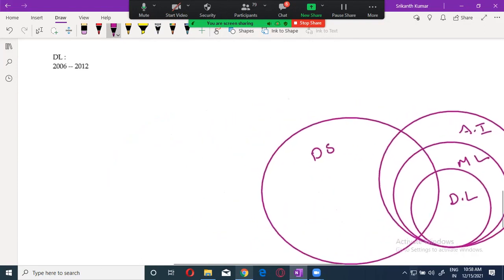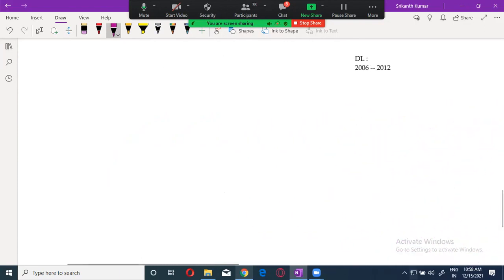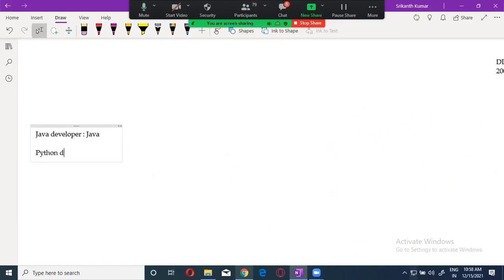And one more important thing is, in order to learn data science, see, if you want to become a Java developer, what do you want to know? You have to learn Java, right? If you want to become a Python developer, what do you want to learn? Python. Very simple. But when it comes to data science, guys, there are multiple things you have to learn. At least you should know one programming language. One programming language, again, is not so difficult. You can easily do it.